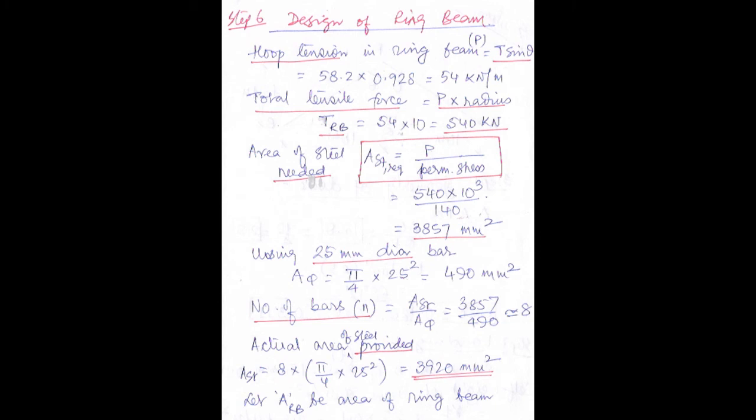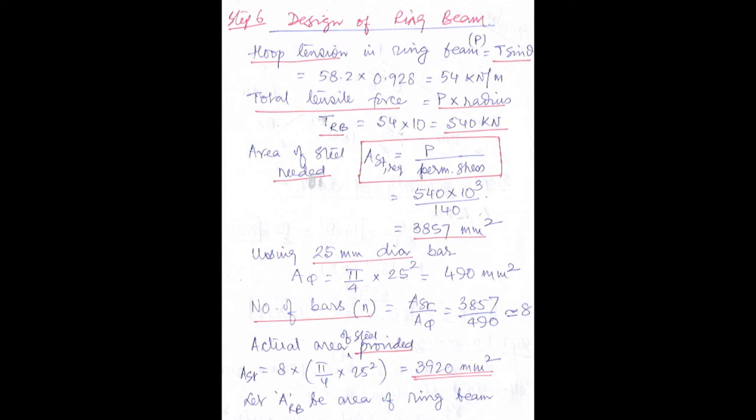This is TRB, total tensile force, divided by the permissible stress. I mean total force, correct? So what is TRB? TRB value is 540, but that is in kilonewton. We have to convert it into Newton, that is multiply it by 10 cube Newton, and then divided by the permissible stress, which is 140 Newton per mm square. So that gives us 3857 millimeters square. So the area is huge.